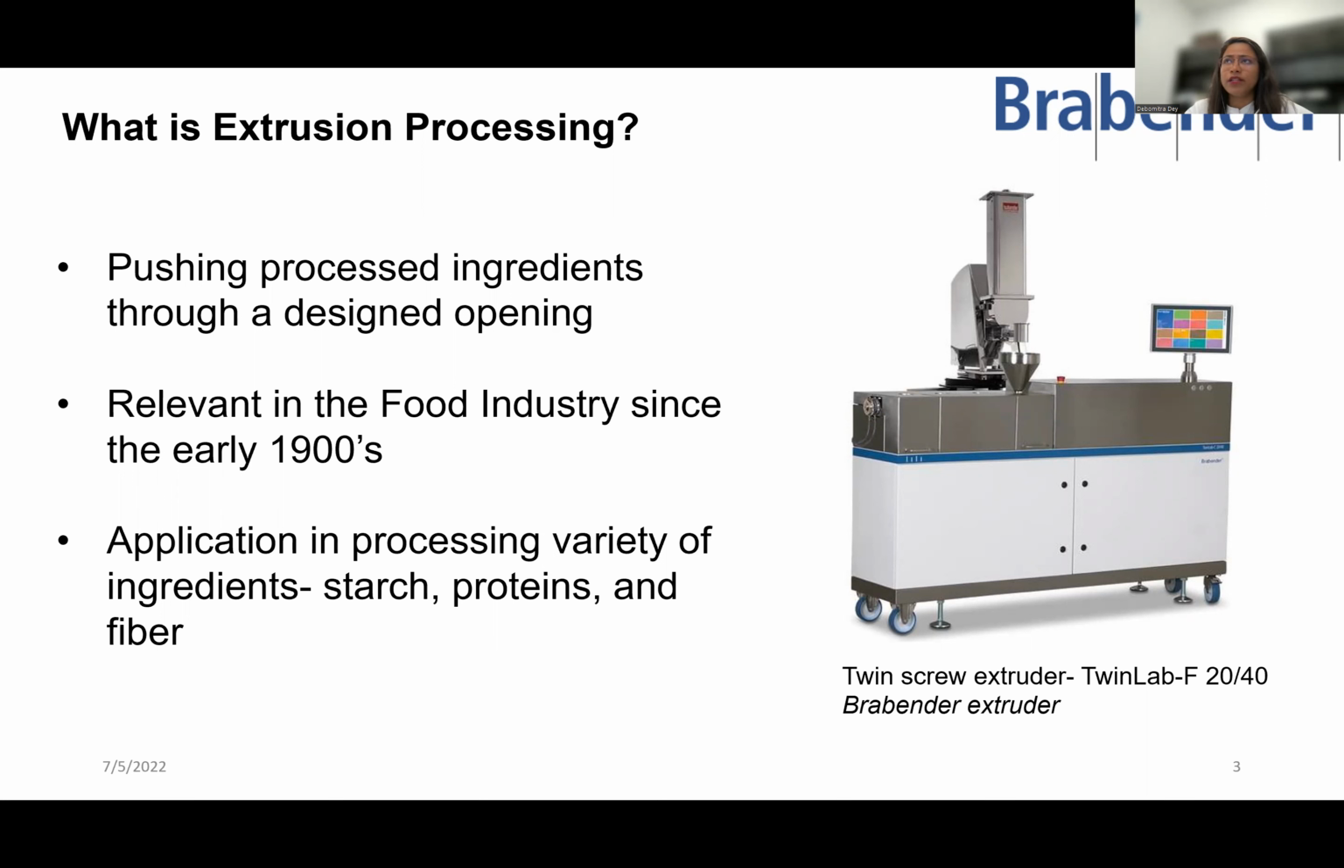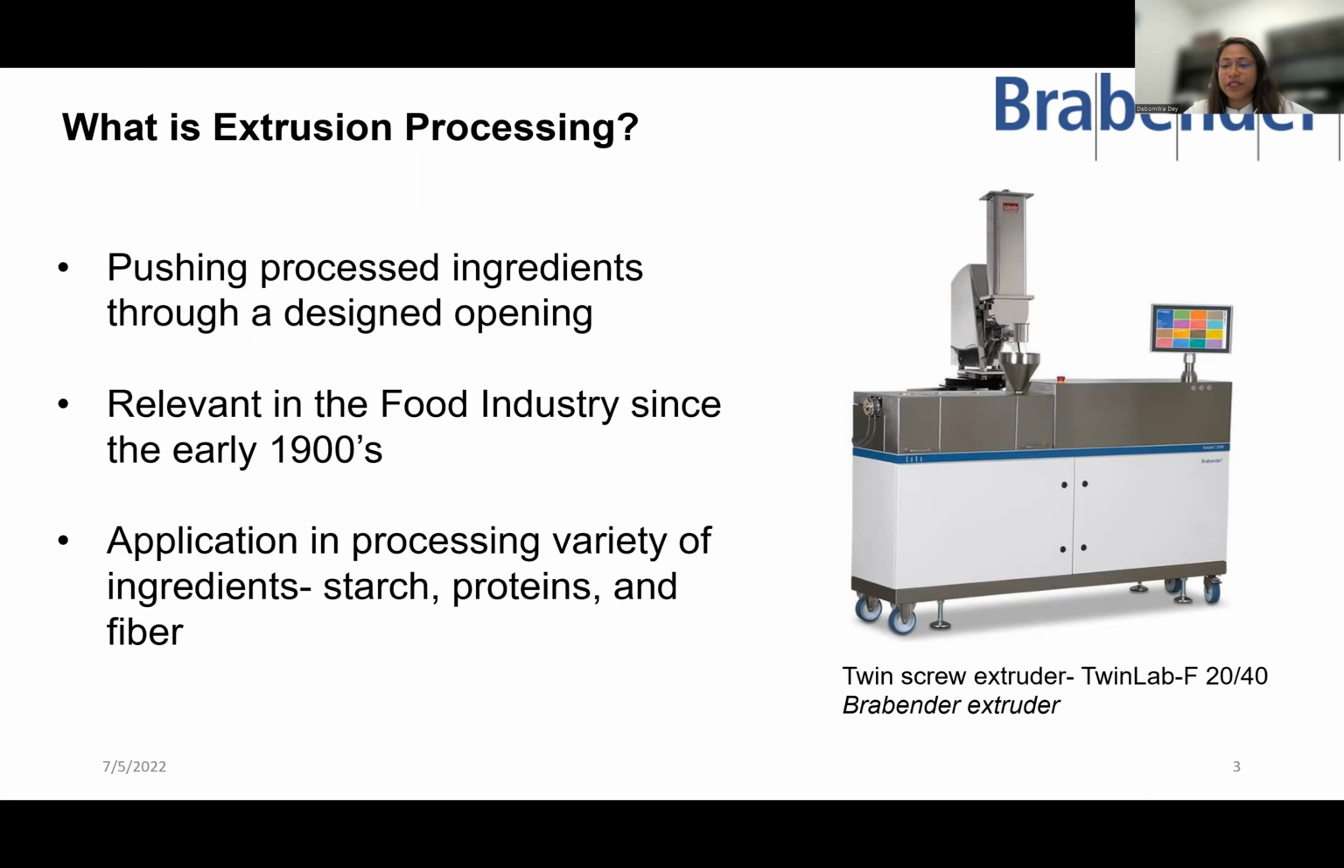So the extruder is an extremely versatile equipment, and it can handle a range of products. For example, if we are just talking about food, it can handle ingredients like starches, proteins, and fibers. And we can also make any kind of product that you want out of the extruder. And the best part about extrusion processing is that it's an environmentally friendly process. It's a low cost processing technology, and at the same time, the machine is extremely versatile.